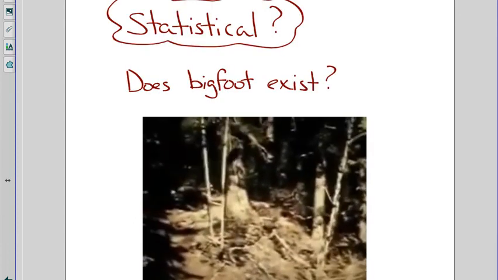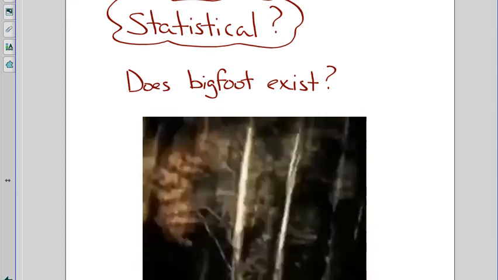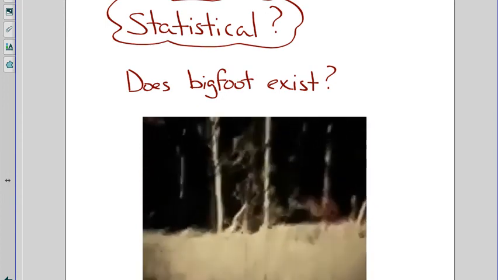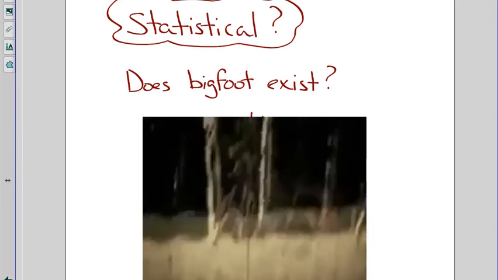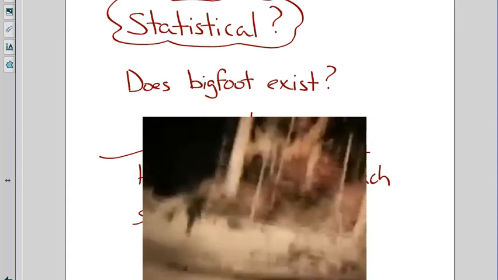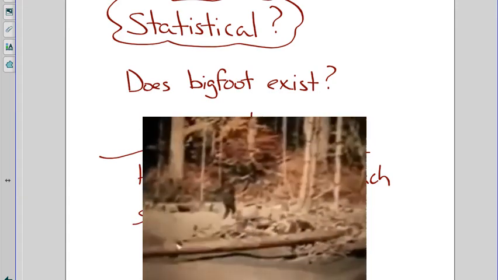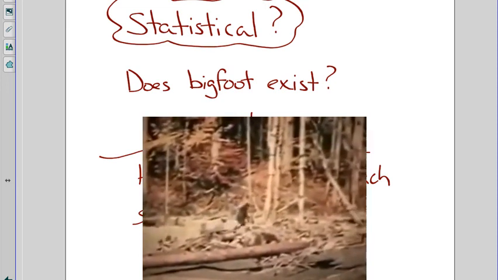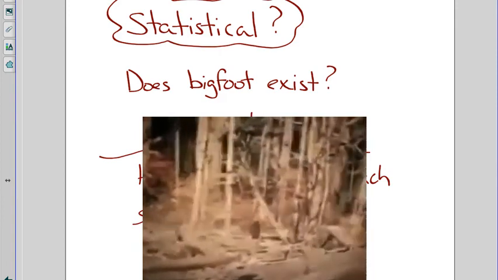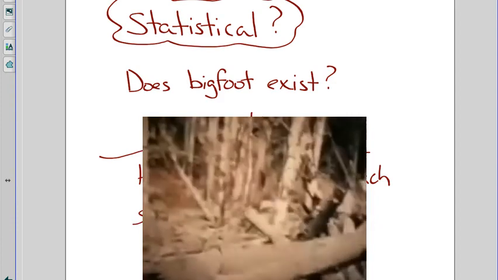I'm back for just a little bit of extra practice. Is this a statistical question? Does Bigfoot exist? Well, it's not statistical. There's only one possible answer, which is yes. Okay? Can we write a statistical question? How about, how many Bigfoot live in each state? Different states, I'm sure, have different populations of Bigfoot, depending on maybe the open space available and maybe just the availability of food and other things. So yeah, there would be more than one possible answer to that question.